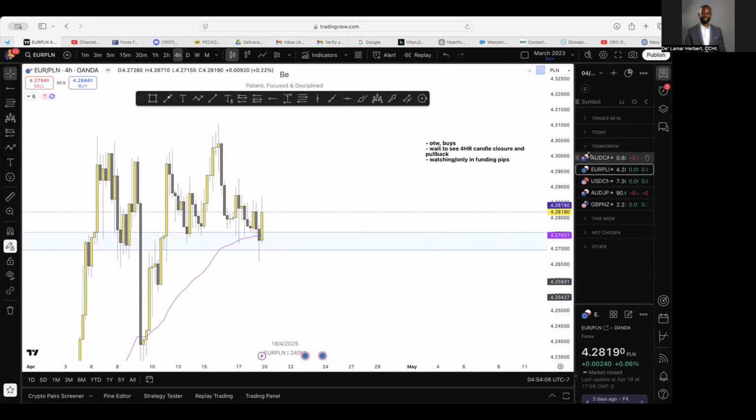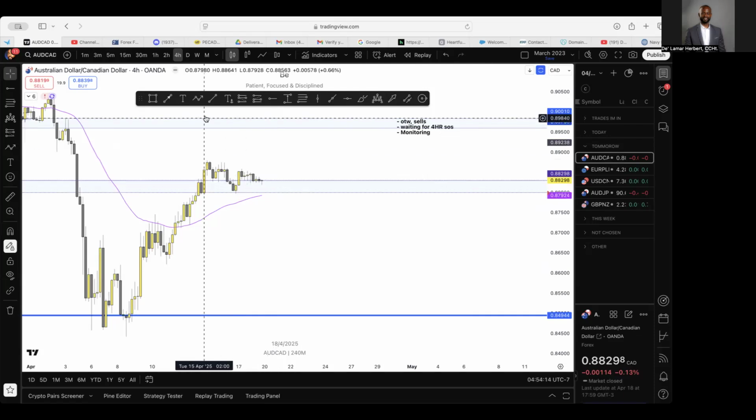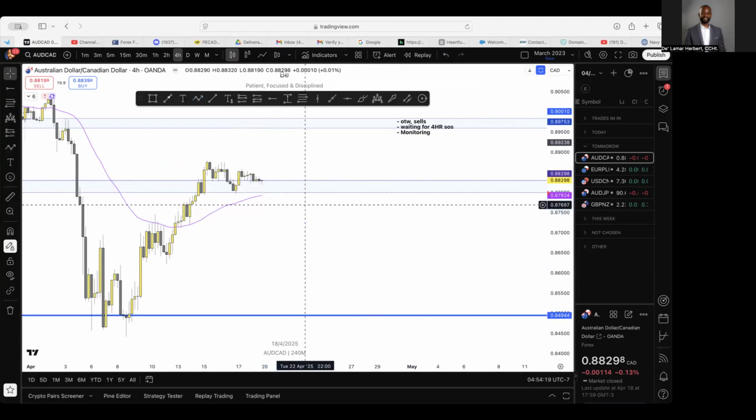Okay, so yeah, AUD CAD. For AUD CAD, we are looking for this shift here, this lower low shift. Once we get that lower low shift, then we just look for that pullback and then the sales. Okay, and that's that for tomorrow.